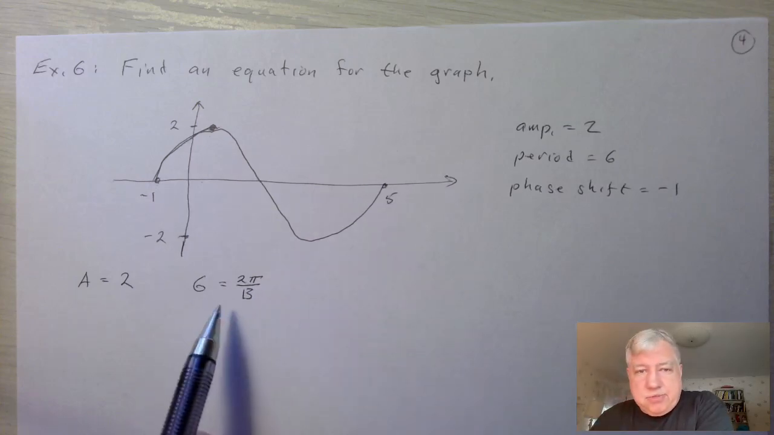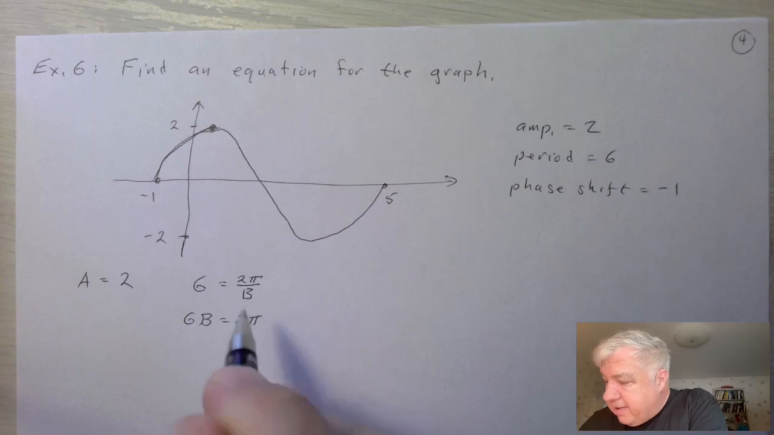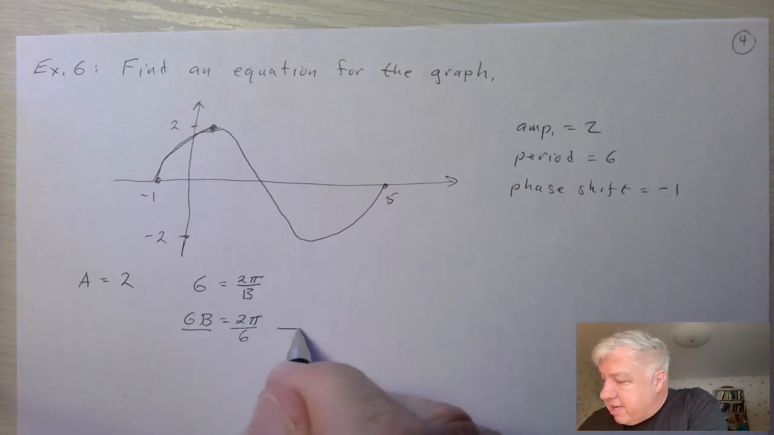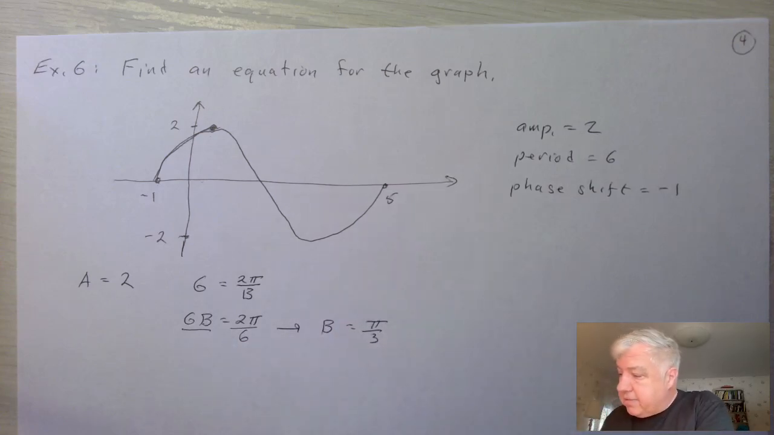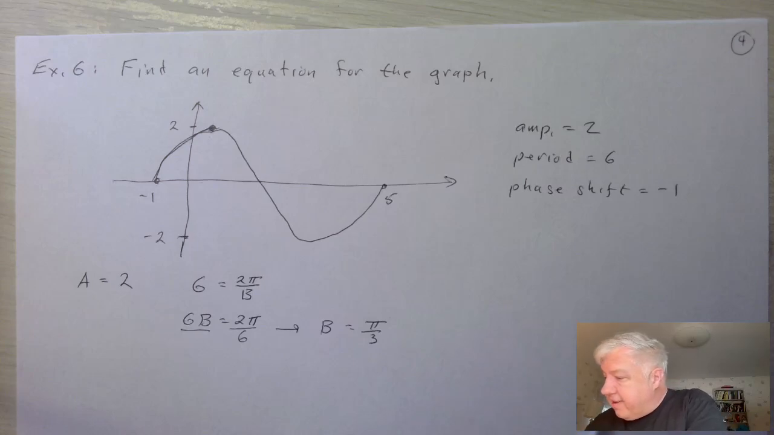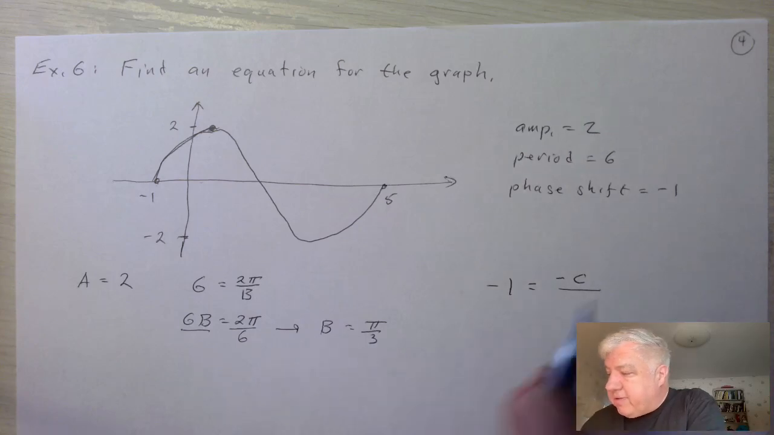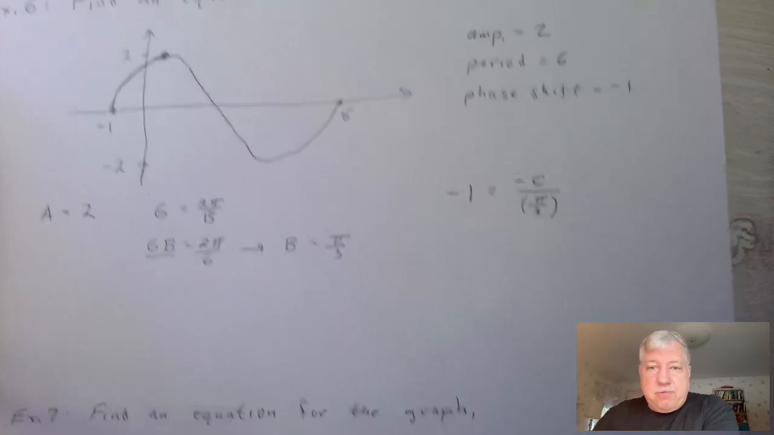We can multiply both sides by b and get 6b equals 2 pi, and then divide by 6. And so b will be pi over 3. Okay, and the phase shift is -1, and that's going to be minus c over b, but we are already taking b to be pi over 3.